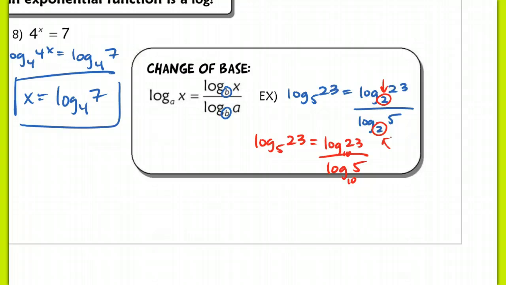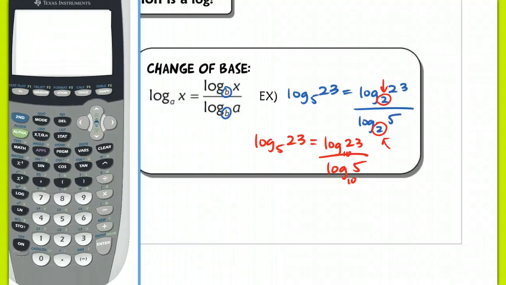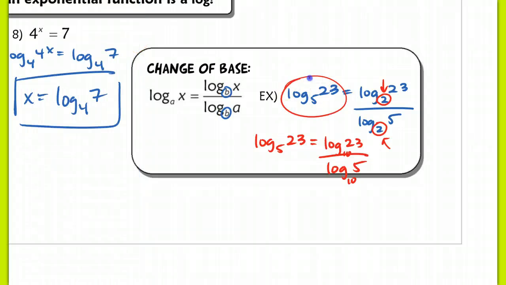Now, I'm going to show you on your calculator how you would enter that. It's pretty straightforward. You're just going to hit log of 23 divided by log of 5. And that's how you can evaluate this without the ability to write with this base here, because your calculators can't do that.